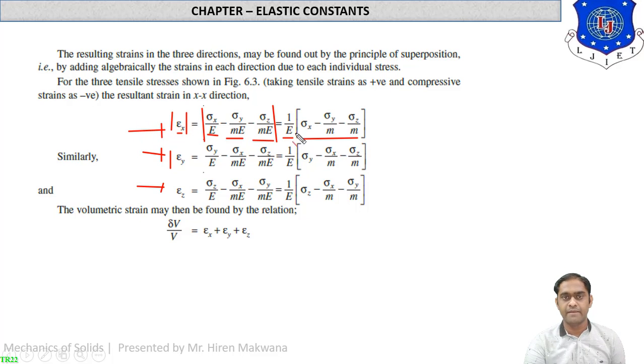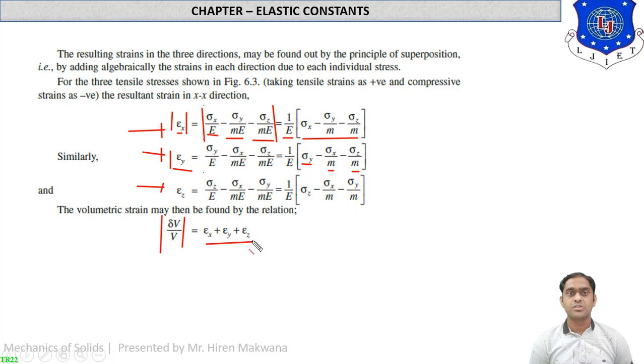Similarly for epsilon y, 1 upon E will be common out, sigma y will be there because it is the y direction, and the rest two terms are for x and z with the help of Poisson's ratio. Similarly for epsilon z. And what is the volumetric strain? Delta V by V is the volumetric strain, which is the addition of all the linear strains in three directions, epsilon x, epsilon y and epsilon z. So this is a very empirical relation. There is no base for this, no particular derivation, so you just remember this formula.